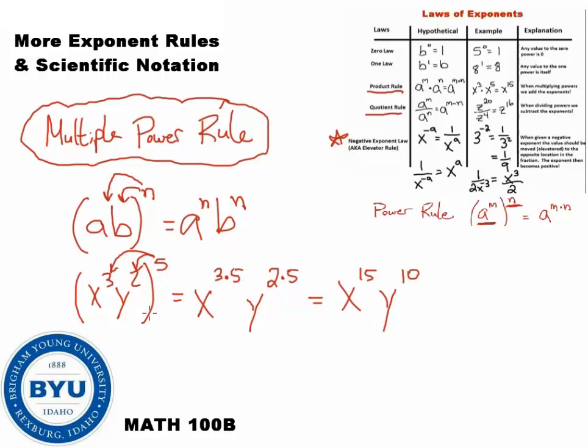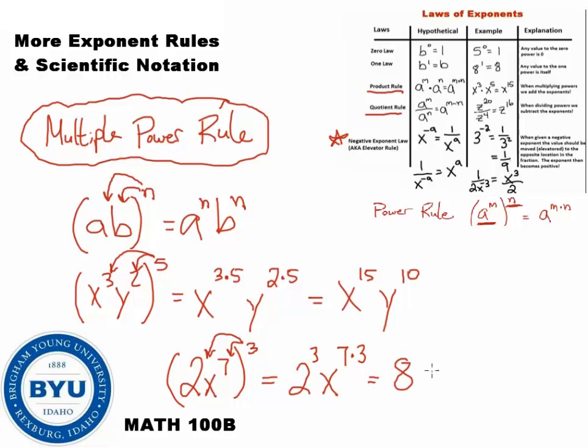This also works if there's just normal numbers inside. Take a look. If I had 2x to the 7th, and I raise this to the 3rd power. Again, we need to raise everything inside to the 3rd power. So the 2 gets raised to the 3rd power, the x to the 7th gets raised to the 3rd power, and remember that when we have a power already, we multiply the powers. So 2 to the 3rd power, that's 2 times 2 times 2, which is 8x to the 21st power.